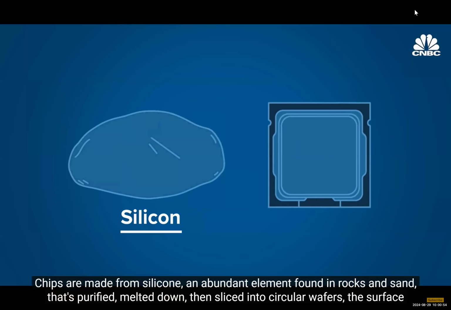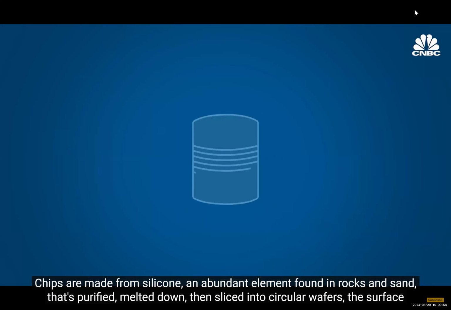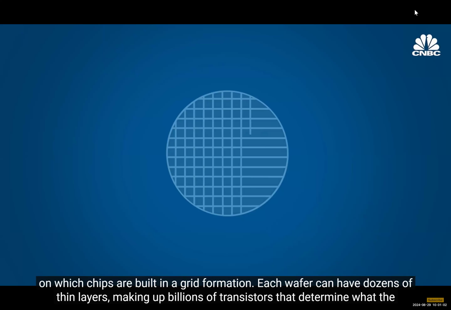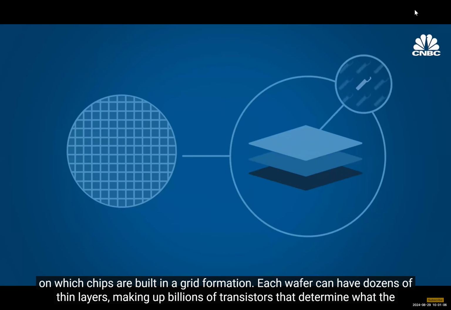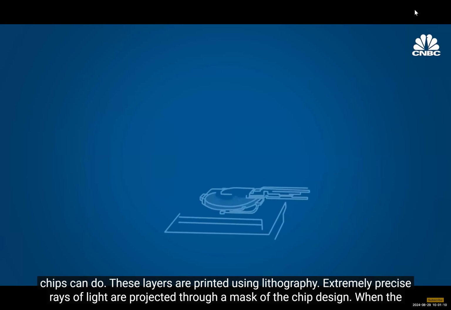Chips are made from silicon, an abundant element found in rocks and sand that's purified, melted down, then sliced into circular wafers, the surface on which chips are built in a grid formation. Each wafer can have dozens of thin layers, making up billions of transistors that determine what the chips can do. These layers are printed using lithography.